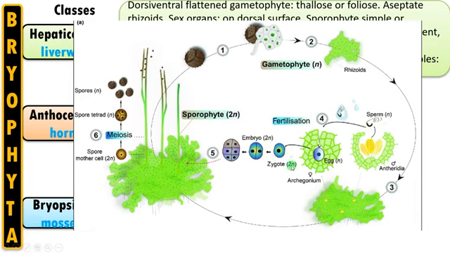Then they undergo fusion forming the zygote. The zygote later gives rise to a sporophyte. This is a sporophyte, and this sporophyte has a horn-like appearance. Therefore, this group of bryophytes is called hornworts.